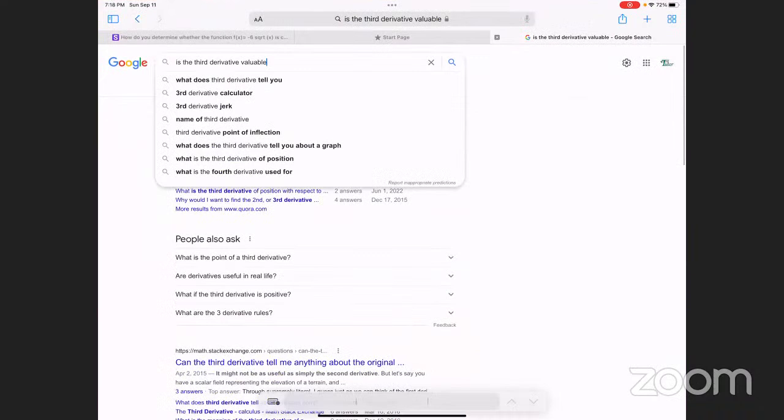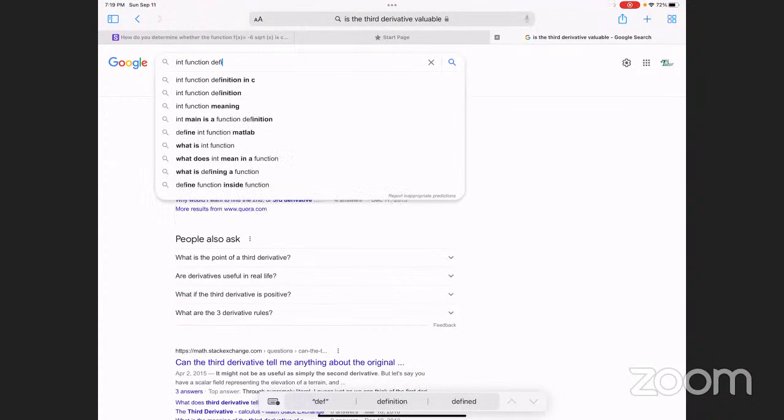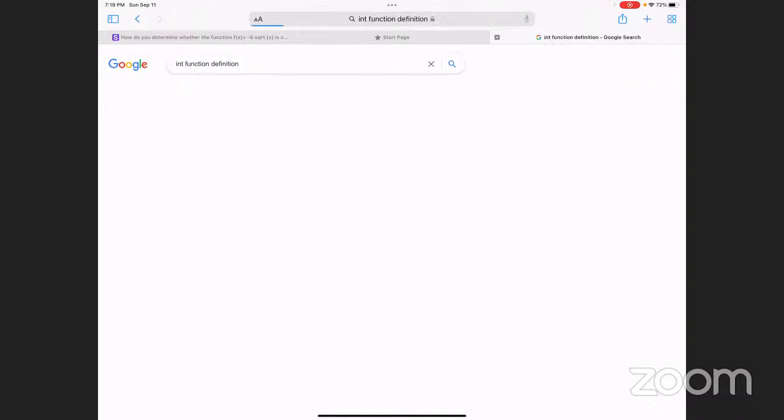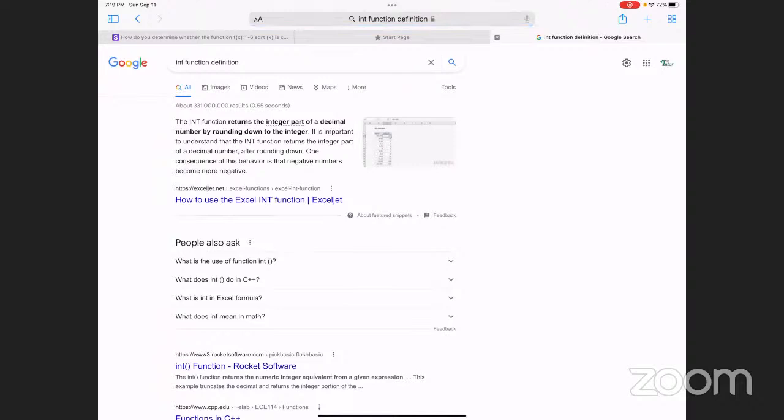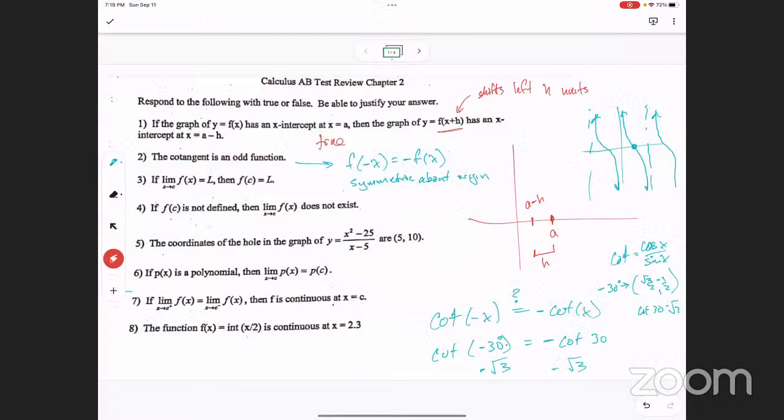Let me see. Int function definition. The int function returns the integer part of a decimal number by rounding down. Okay, so it's a floor, not a ceiling. It returns the integer part, so it just rounds down, not up. Yeah, I think that's right.